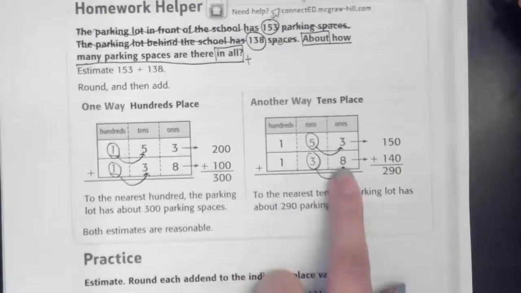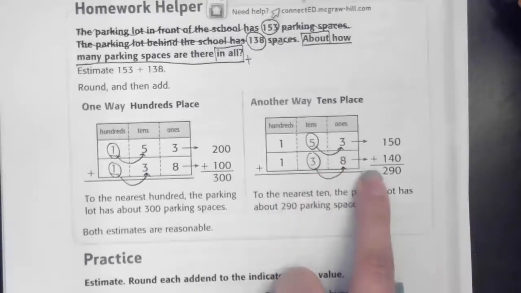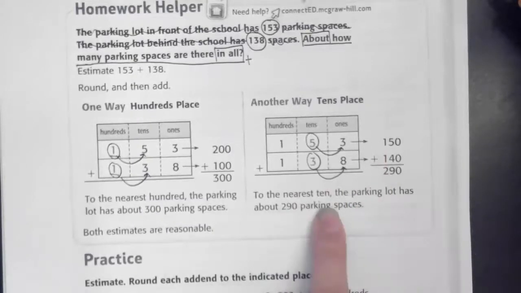138, their bossy number is an 8, which is greater than 5, which tells me I need to bump this one up. So 138 rounds to 140. 150 plus 140 is 290. So to the nearest 10, the parking lot has about 290 parking spaces.